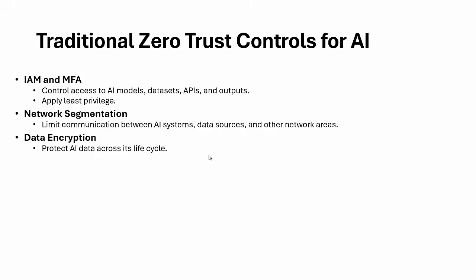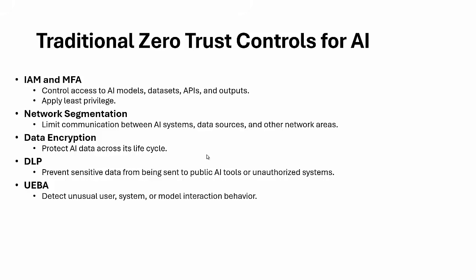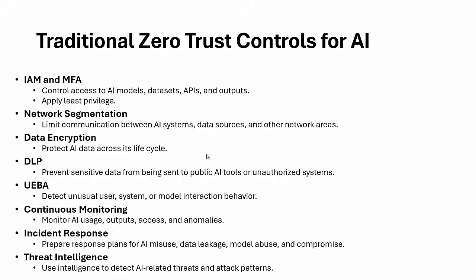Third, protect AI data across the lifecycle. We can encrypt the data when it is not in use. Use DLP to prevent data from going out. Detect unusual system-model interaction with the help of user entity behavior analytics tools. Do continuous monitoring. The best way to monitor is to enable anomaly detection, so we can look for suspicious activities. If any incident happens, we should have an incident response process. Use threat intel to update things. So that's something we can have.